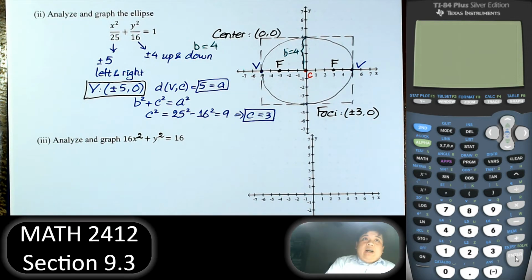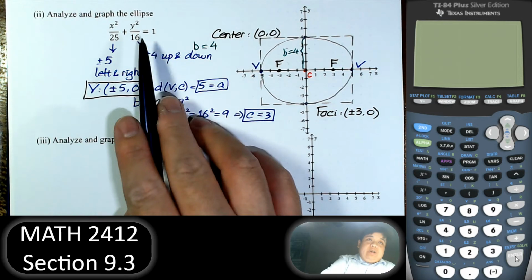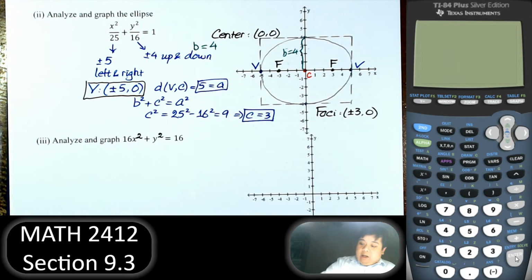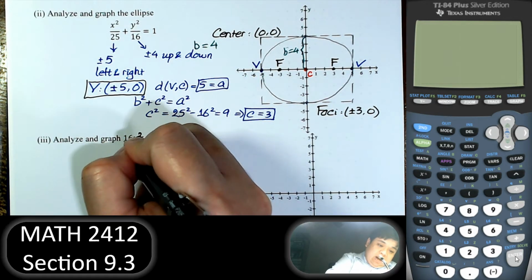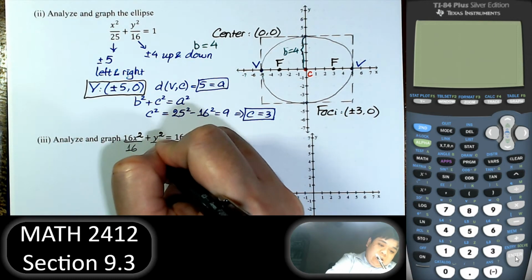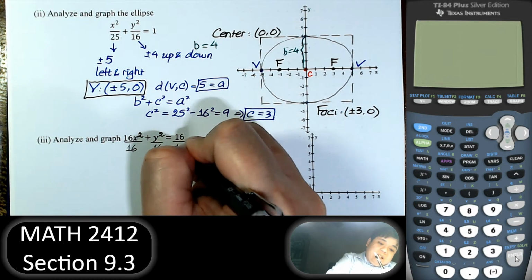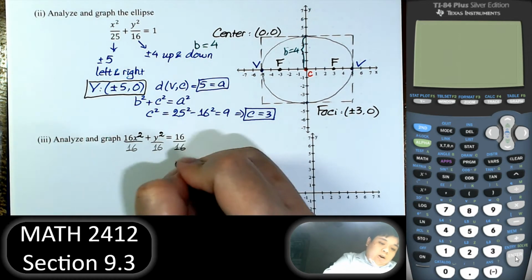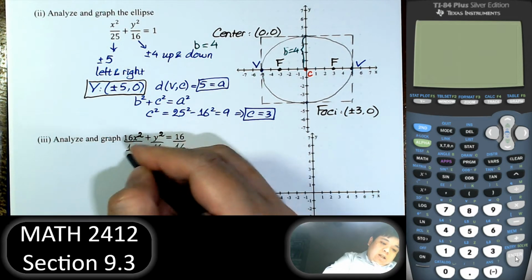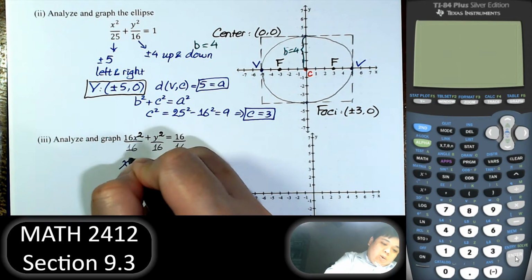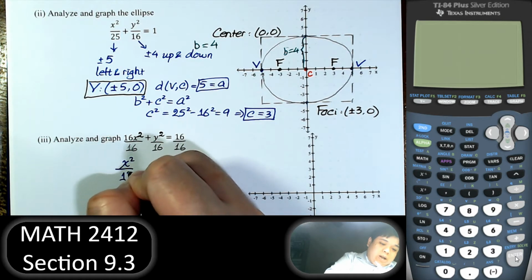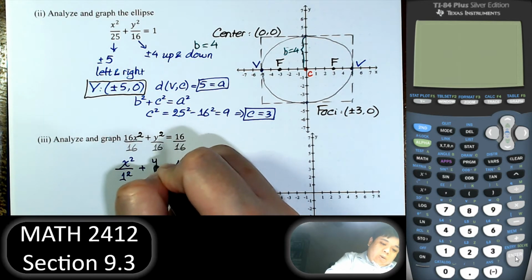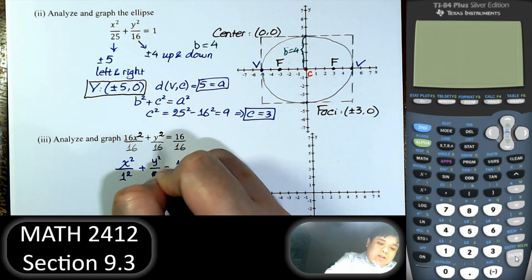(16x squared, y squared). We have to turn this into the equation where the right hand side is equal to 1. So this is easy enough. Just divide by 16 on both sides. The reason we divide by 16 is so we have 1 on the right hand side. The 16 cancels out. We have x squared over 1 squared and y squared over 16.